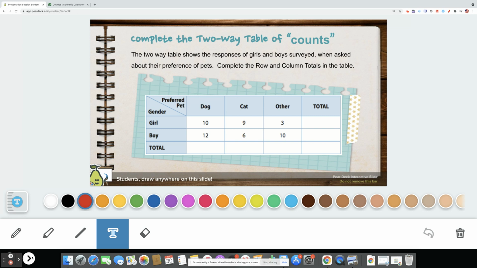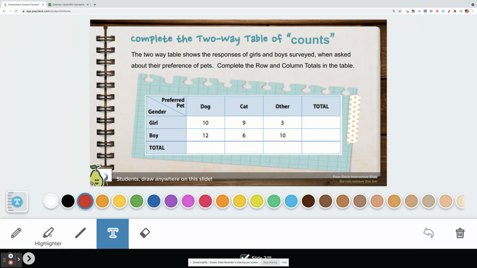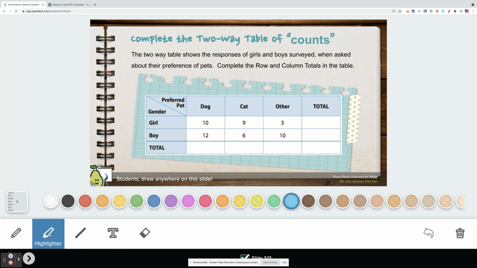Here's a two-way table, shows the responses of girls and boys who were surveyed when asked about their preference of pets. And you and I have to complete the row and column totals in the table. So the first thing we want to pay attention to is the word row and column. So row has to do with going across. So when I add these numbers, I'm going to get 22. When I add these numbers together, I get 28. Which means 22 girls participated in the survey and 28 boys.